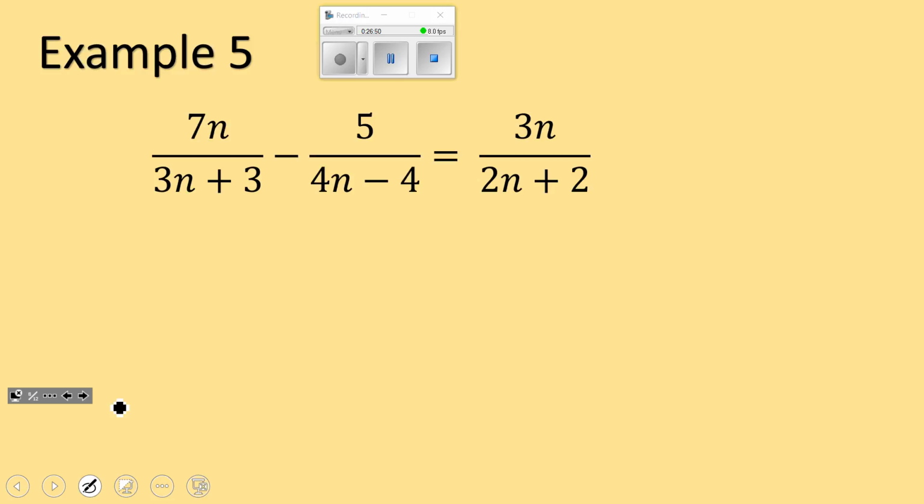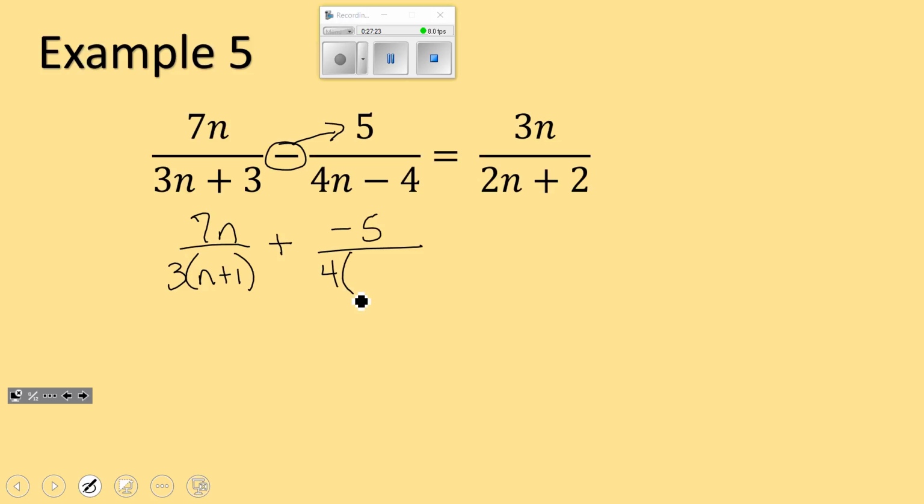Okay, so what do you need to do with this guy? A couple things. Step number 1, all the denominators need to be factored. Step number 2, so this is going to become 3 times n plus 1. What will happen here? I would make this a plus and take the negative to everything in the numerator. I would do that on step 1, because if you don't, it's going to mess your signs up. So this is going to become 4 times n minus 1. I'm just taking out GCFs and factoring it. And this is going to become 2 times n plus 1.